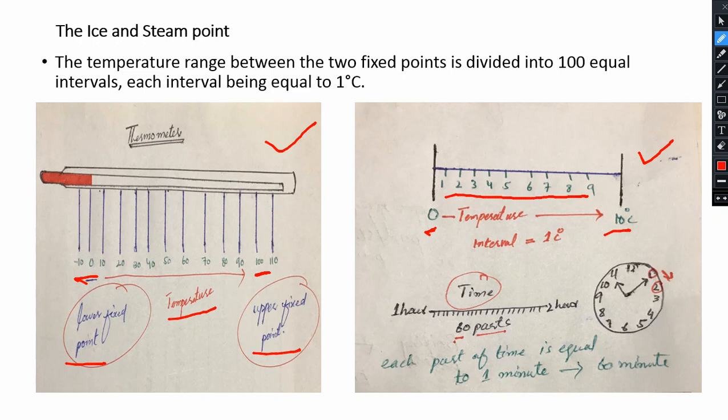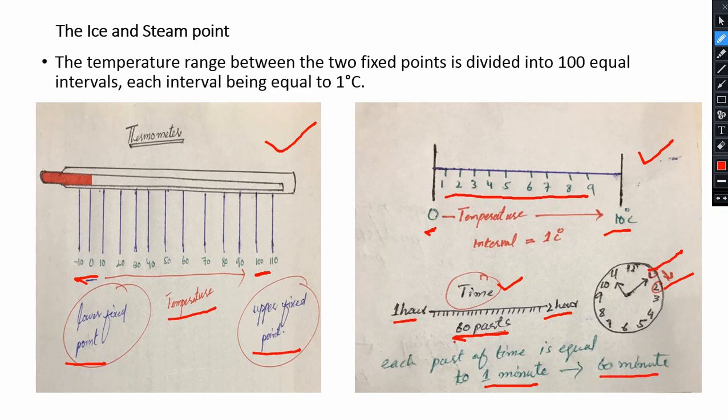Okay, now let's see the clock example. It is a very good example. If the clock is going from 1 o'clock to 2 o'clock, we cannot say that there is no time between the first hour and the second hour. If you look at the first hour and second hour, there is also time, but this time is divided into 60 parts, and each part of that time is equal to 1 minute. That's why we have 60 minutes in an hour.